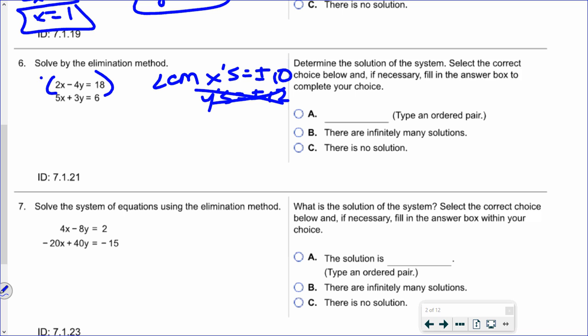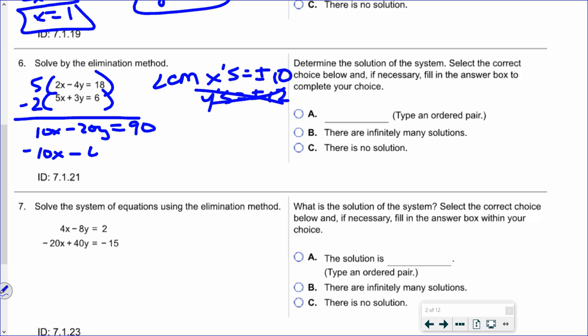So I multiply this by 5, and I multiply this by -2. So that's 10x minus 20y is equal to 90. Yes? 5 times. Did I do that right in my head? Anybody want to help me check it out? I'm assuming it is. -10x minus 6y is equal to -12. Yes?